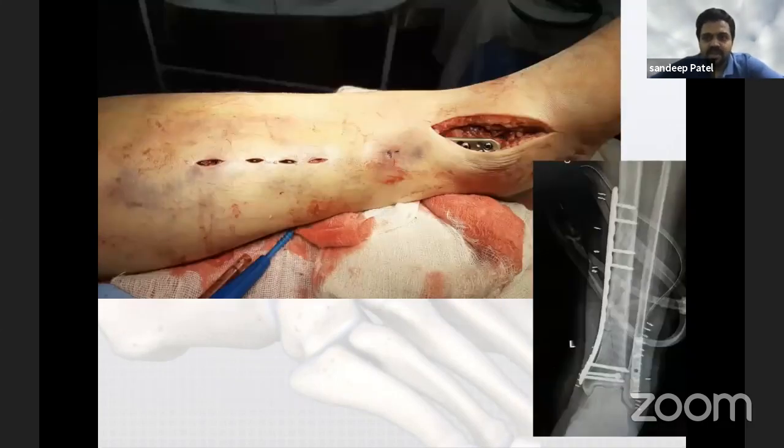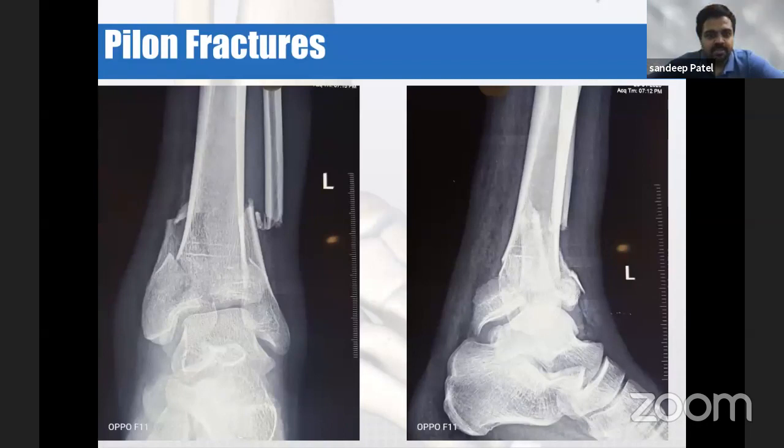Minimally invasive osteosynthesis has a lot of advantages, but remember, it should not be at the expense of reduction. The anatomical reduction is pivotal.